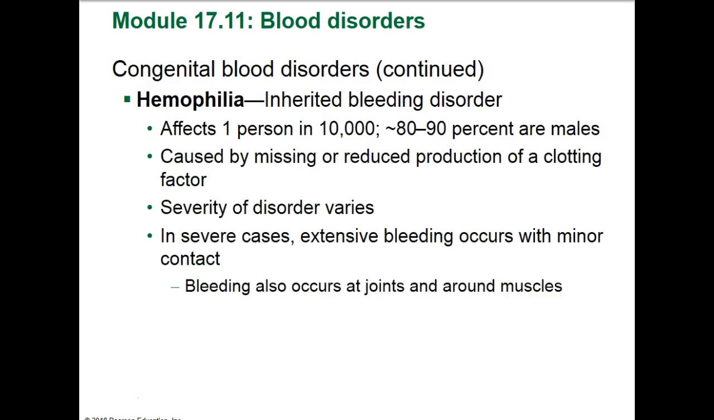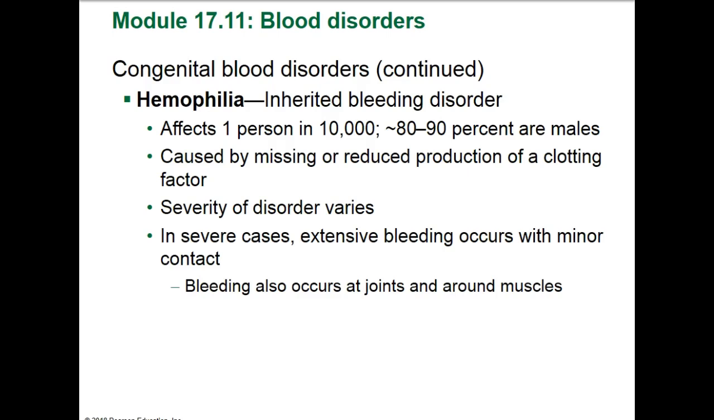Hemophilia. This is an inherited bleeding disorder. It affects 1 person in 10,000. 80 to 90% of the people that have it are males. It's caused by missing or reduced production of a clotting factor, and the severity is different from person to person or family to family. In the severe cases, extensive bleeding occurs with minor contact. Bleeding also occurs at joints and around muscles.